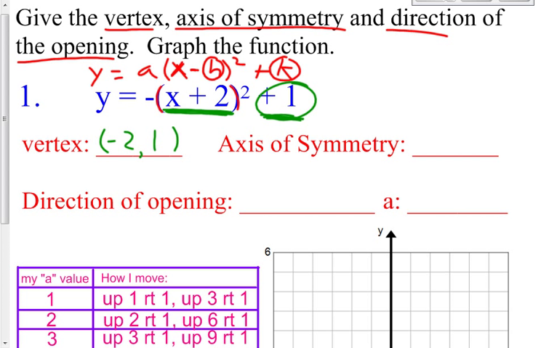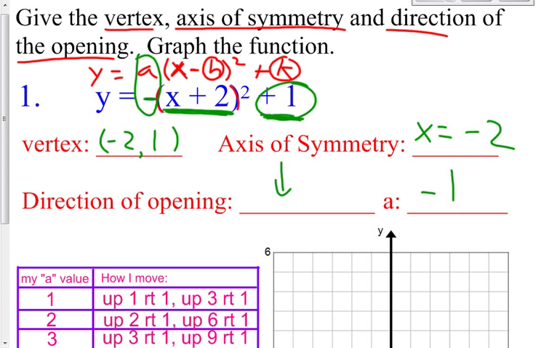The axis of symmetry is an x equals line, and it's x equals the x coordinate, which is a negative 2. Class, make sure you don't put the axis of symmetry is just negative 2. You have to put x equals a negative 2 because it is a vertical line. The direction of opening: A tells you the shape, and it also tells you the direction of opening. Because it's a negative 1 right now, it opens down. So you can just put that down arrow, which means that A is a negative 1. So write that in your notes, please. The direction of opening is down because A equals a negative 1.